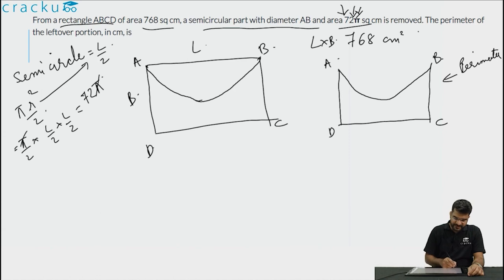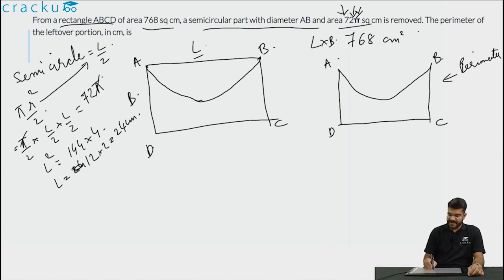Therefore you can solve for it and you will find that L square is equal to 144 into 4. So L is equal to 12 into 2, which is equal to 24 centimeters. So now that we know L, we will calculate the value of B. B is equal to 768 by L, which is equal to 768 by 24. You can easily calculate that this is equal to 32 centimeters.